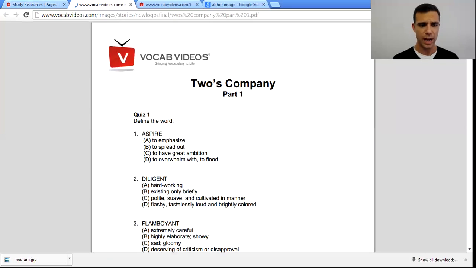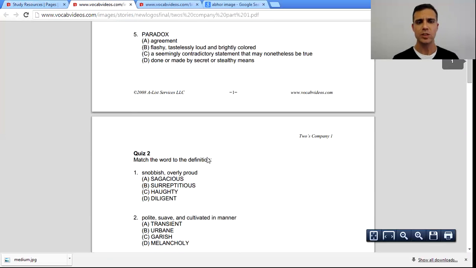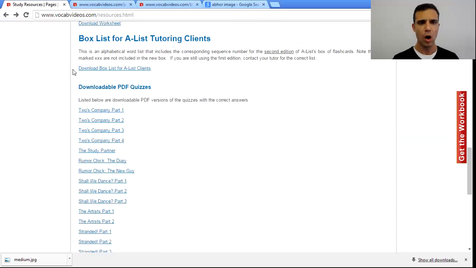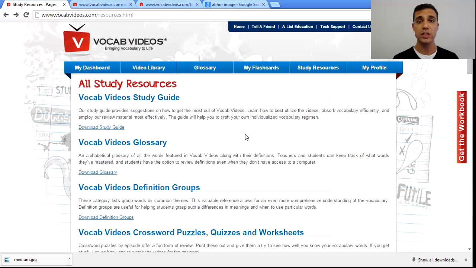So you can actually download a PDF quiz, hand that out to students, and have them answer the questions directly on a piece of paper. All of those will appear underneath study resources.